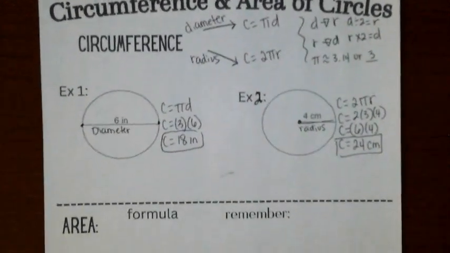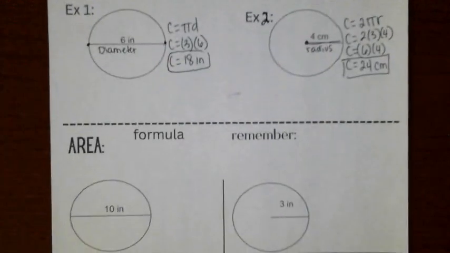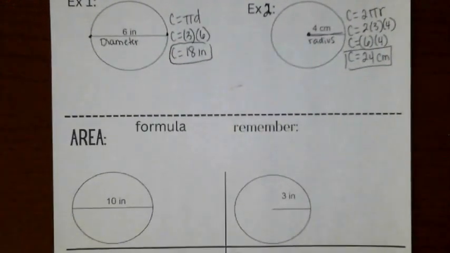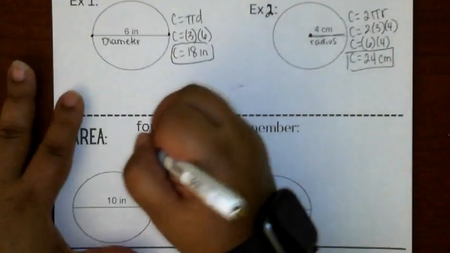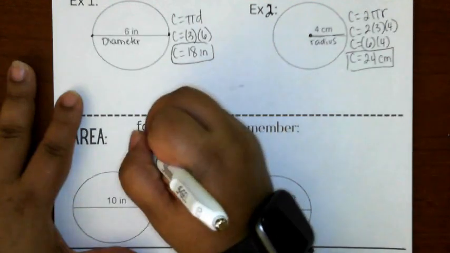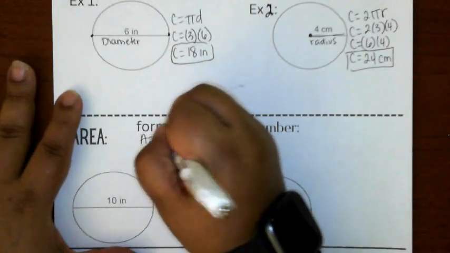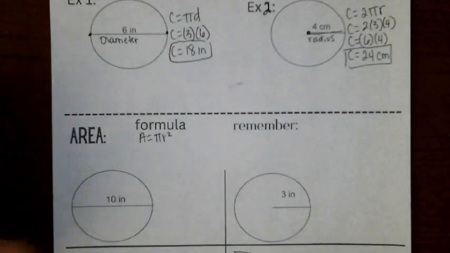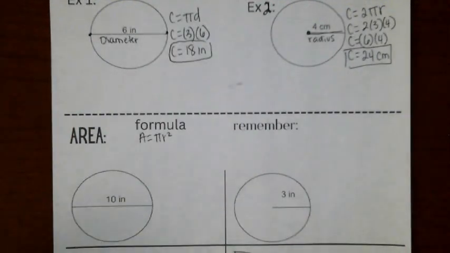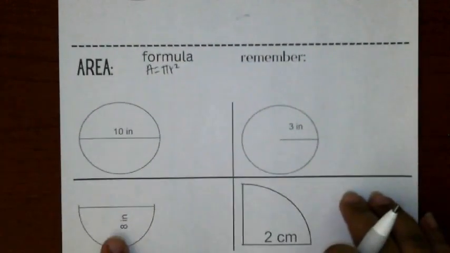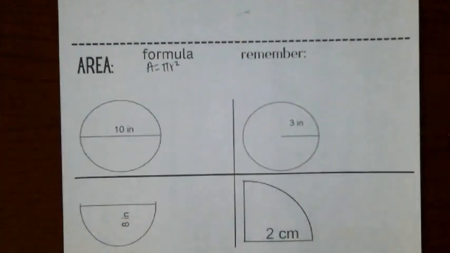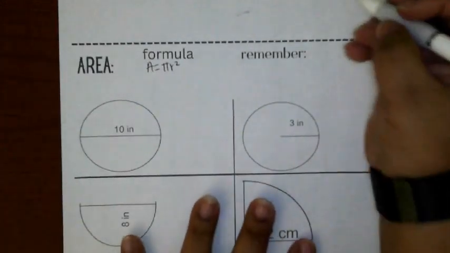Okay, let's go on to finding the area of full circles. On here, the only formula that you need is A equals pi r squared. That's if you have a full circle. In a little bit, we're going to get into semicircle and quarter circle. We just started learning that today. You took notes over that yesterday, January 10th. Today's the 11th.